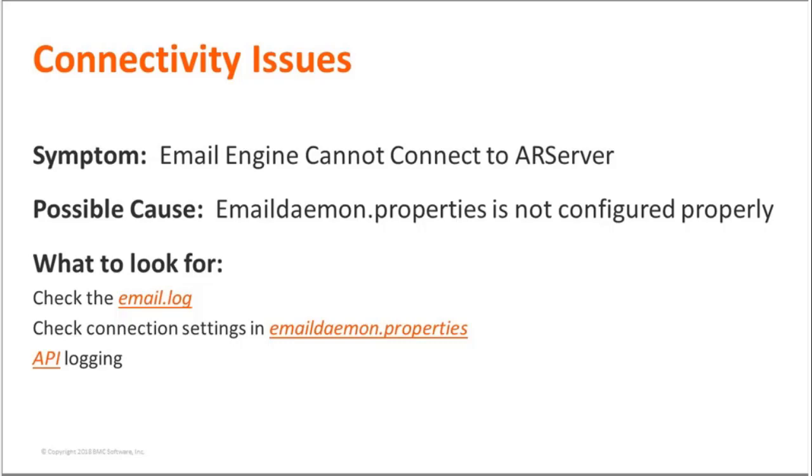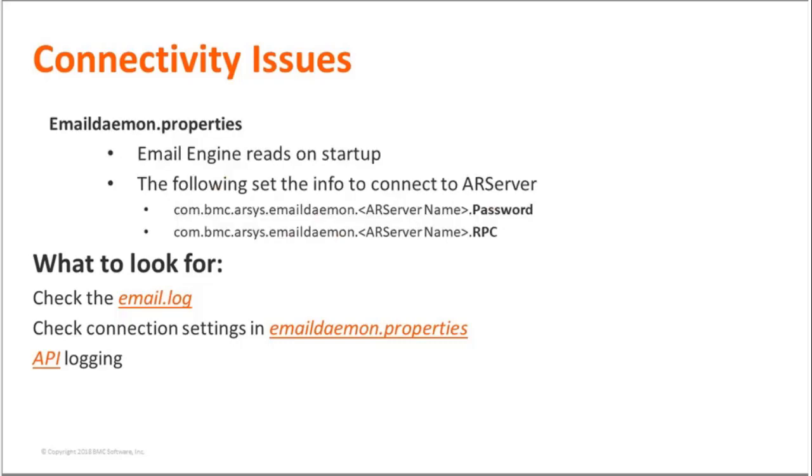You'll also want to check some specific connection parameters in the emaildaemon.properties file to make sure they are correct. Another tool that may help is the AR server's actual API logging. Since the email engine is a client to the AR server, all of the communications are via the AR API calls. Enabling the API logging on the AR server and then checking for any specific activity can be useful in troubleshooting connectivity issues for the email engine to the AR server.